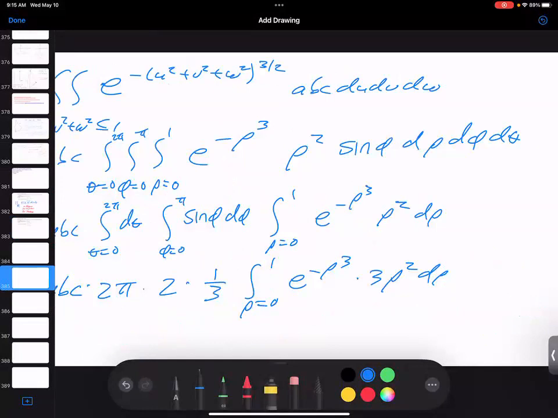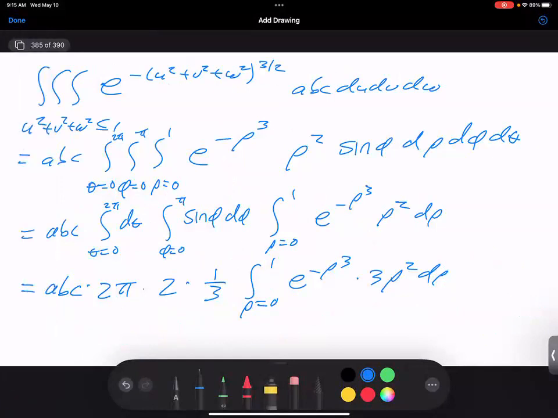This problem was chosen very carefully. I chose it to be u squared plus v squared plus w squared to the 3/2 because I know that would set this up to be a really nice rho integral. I could just try to solve this directly by saying what function has derivative e to the negative rho cubed rho squared. It would just be the function negative 1/3 e to the negative rho cubed. This is now a Calc 2 problem.